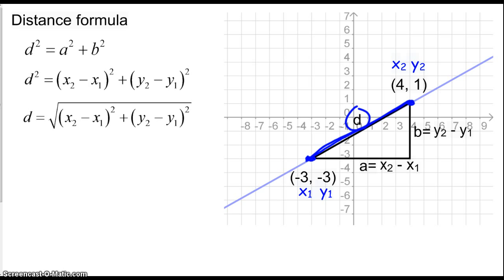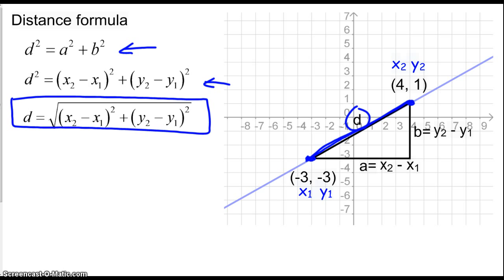So really, this distance squared is a squared plus b squared. It's really just distance squared is the difference in the x's squared, that's the a squared, plus the difference in the y's squared, right? And then you just take the square root of both sides, and you get what's called the distance formula. So that's the distance formula. It's just a pre-solved version of the Pythagorean theorem. To use it, you just have to plug in the values carefully from the points, right?